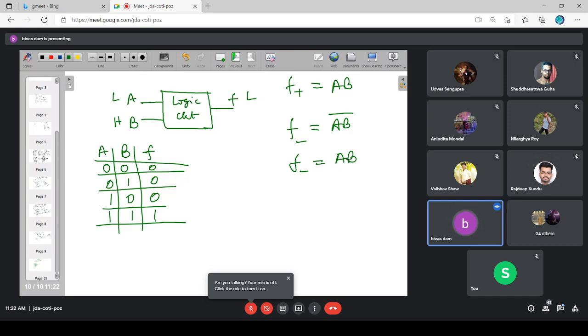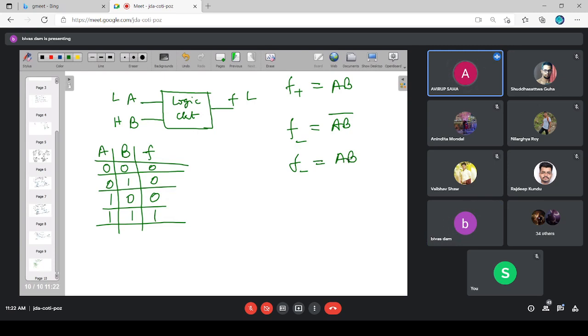Now, is anybody differing? I'm still keeping both the options. F negative is NAND, F negative is AND. I'm still keeping both the options. Is any other gate coming from you? OR gate. Yes, sir.